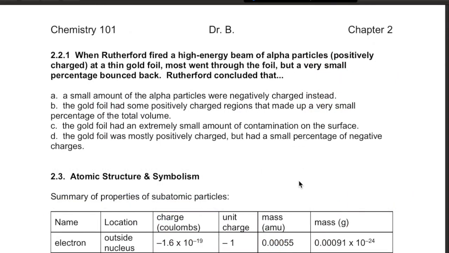And this one is just sort of a check on whether you've watched the story of Rutherford's experiment or read the story of Rutherford's experiment and figured out what we've learned from that. When he saw the alpha particles bouncing back, Rutherford proposed that the positively charged regions must be very concentrated in a small percentage of the total volume in order to make a concentrated positive charge that could repel the alpha particle.